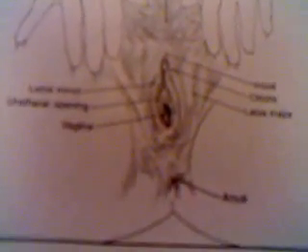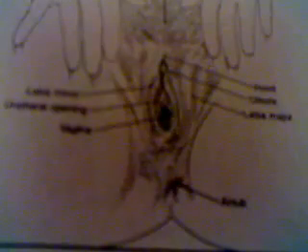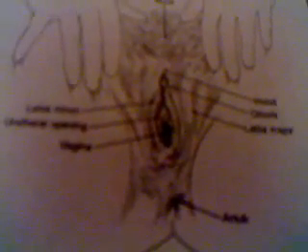Now let's take a look at the vagina. This opening right here is what's considered the vaginal opening. That's where intercourse typically would take place. That is where a man's penis would be inserted into, the vagina.